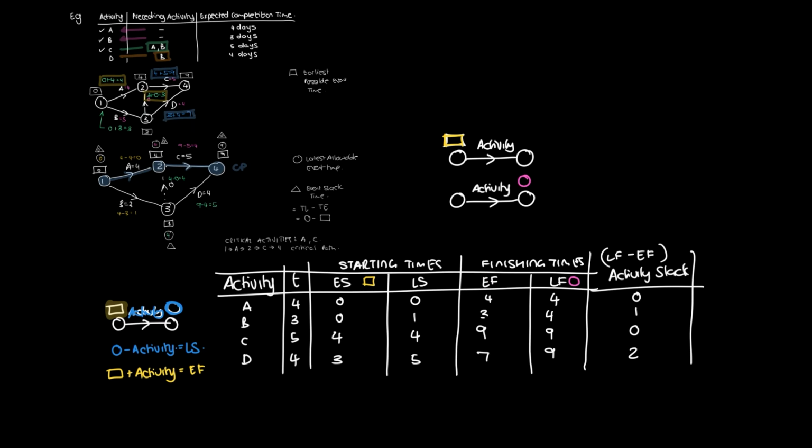Then we could also determine our individual activity slacks. That is our late finishing time minus our early finishing time. So here we had 4 minus 4, 4 minus 3, 9 minus 9, and 9 minus 7. And that gave us 0, 1, 0, 2. So that's the entire structure for the quick look at PERT and analysis. There is further information, but this is just for setting up this example and as far as we go in this particular playlist.